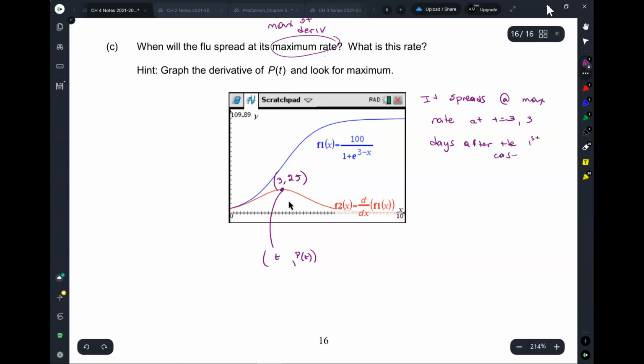Okay, now the next question says, what is this rate? The maximum rate is not 25. It's 25 students per day. Okay?